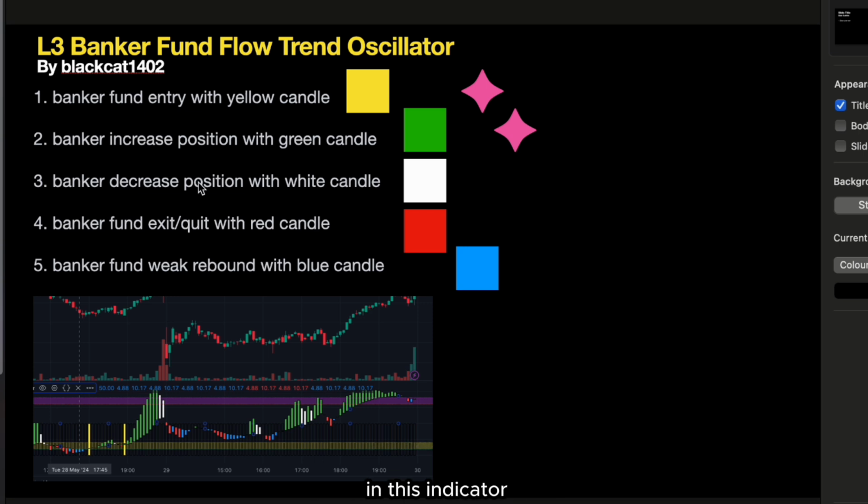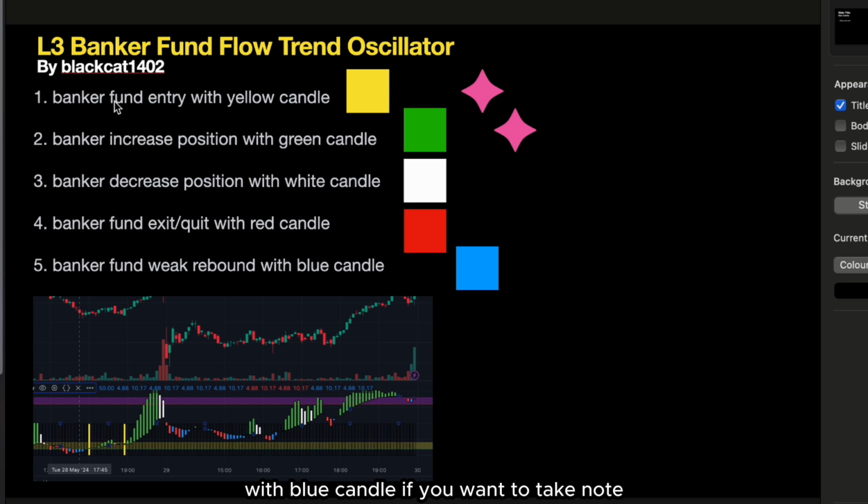In this indicator, as you can see, it has 5 different colors. First, we have yellow. Yellow means banker fund entry. Green means increase in position from the banker. White means decrease in position from the banker. Red means exit and quit from the banker. Lastly, blue means it shows a weak rebound reversal with a blue candle.